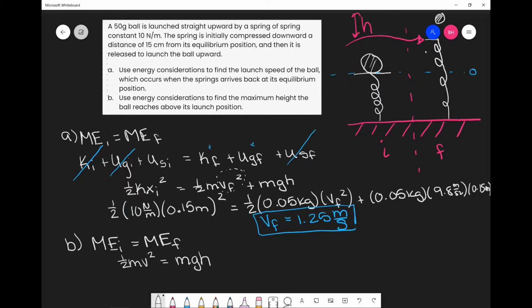One of the nice things about this equation is that since mass is on all sides, we can cancel it out. We could not cancel it in the previous problem because our spring constant does not depend on the mass. So if the mass was involved in that equation, then we could have, but since it's not, we can't get rid of that. So let's go ahead and plug in our variables. We have 1/2 times our velocity, which we know is 1.25 meters per second, squared, and this is going to be equal to 9.8 meters per second squared times h, and we're trying to figure out what h is. Once you rearrange that and solve for h, what you end up getting is your height is going to be equal to 8 centimeters.